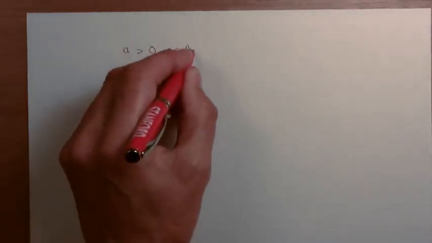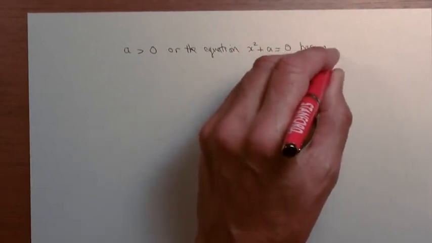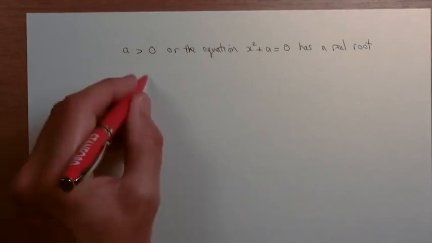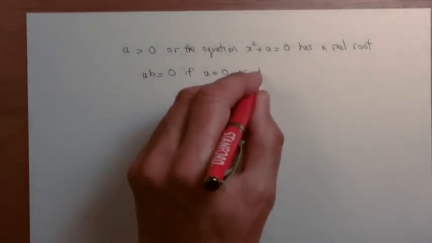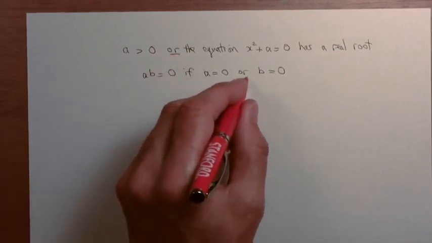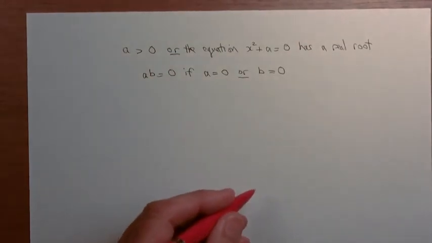Now let's look at the combinator OR. We want to be able to assert that statement A is true or statement B is true. For instance, we might want to say A is greater than 0 or the equation x squared plus A equals 0 has a real root. Or maybe we want to say AB equals 0 if A equals 0 or B equals 0. Those are both statements that we get when we combine 2 substatements with the word OR. Both statements are in fact true, but there's a difference between them. The meaning of OR is not the same in the first sentence as it is in the second sentence.